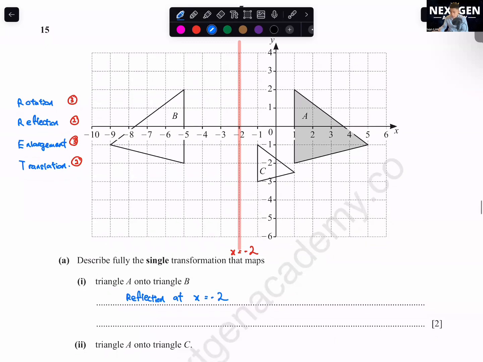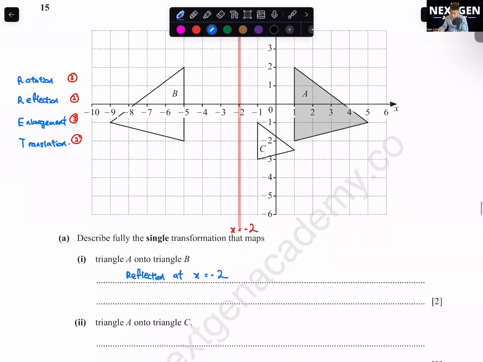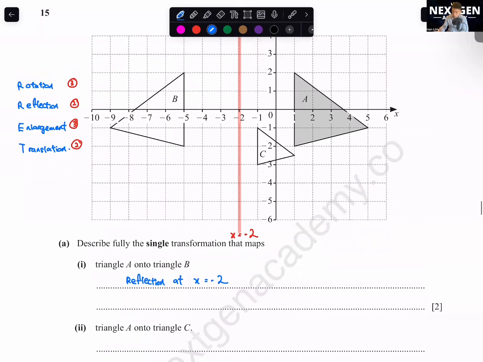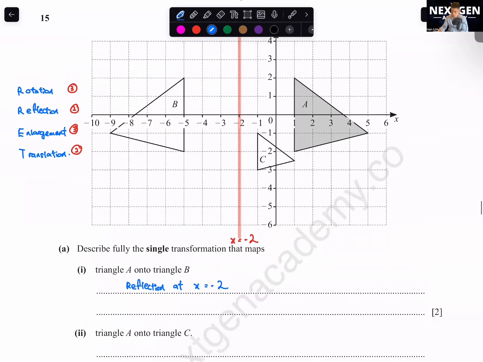Next one: triangle A onto triangle C. A to C, not C to A, from the bigger one to the smaller one. Which one is this? The size of the shape changes, so it will be enlargement. For enlargement, you connect the dots, the similar sides. So you see here, I'm connecting this and this, this and this, to find where the center is. Where they intersect is the center, this part here. What's the center? -3, -4.